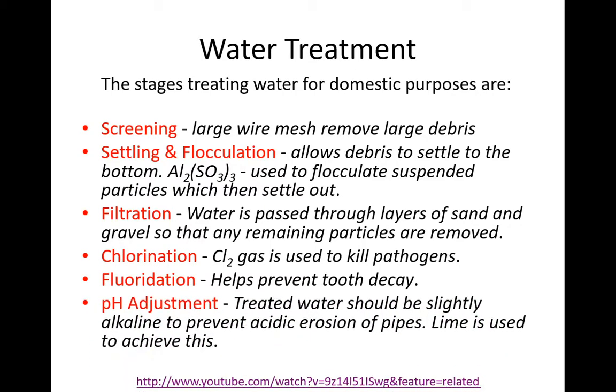So the very final step then will be, just before they let it go into your house, they've got to make sure that the pH is correct. So they have to make sure that it's not basic enough that it could actually burn, or that it's not acidic where it could actually erode the pipes.